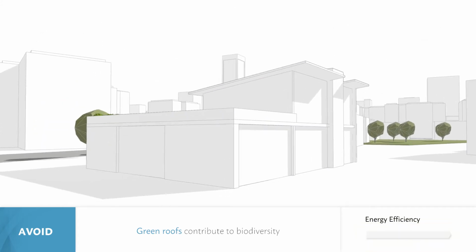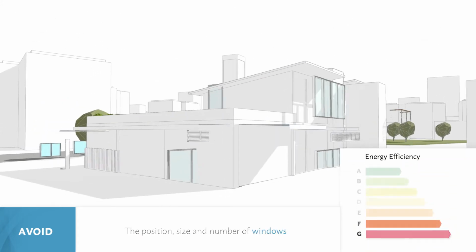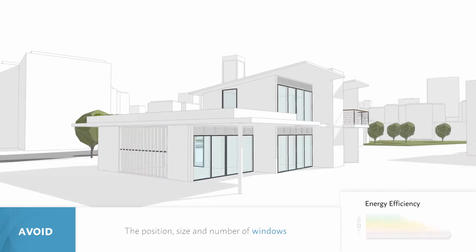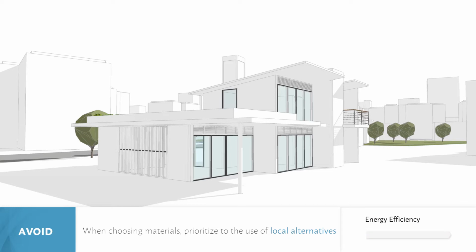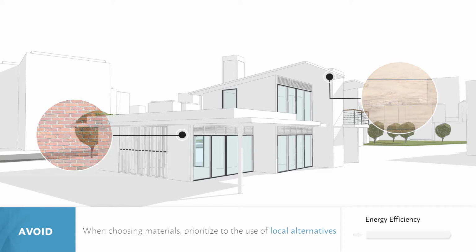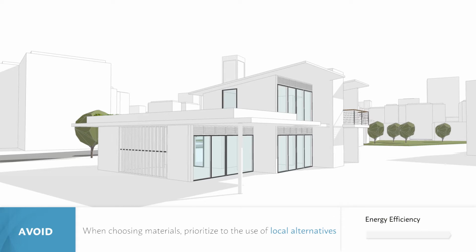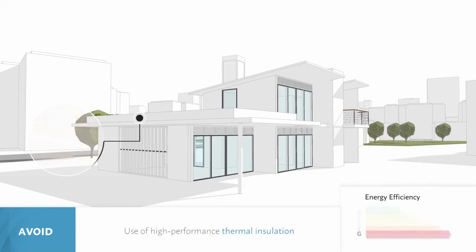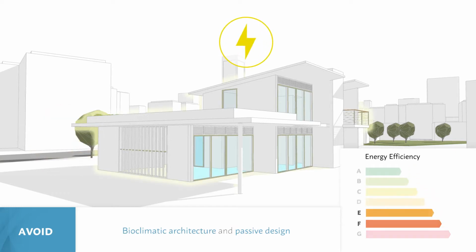The position, size and number of windows, as well as the characteristics of the glass and frames, must respond to the climatic conditions. When choosing materials, prioritize the use of local alternatives, with low-emission production processes. Some materials can reduce temperature changes. If you choose lightweight materials, prioritize the use of renewable resources. In facades and roofs, the use of high-performance thermal insulation reduces heat transfer and increases the hours of comfort.